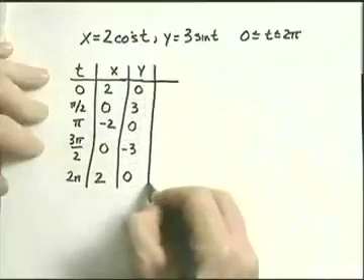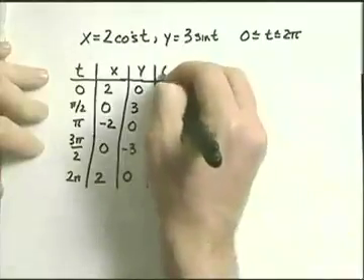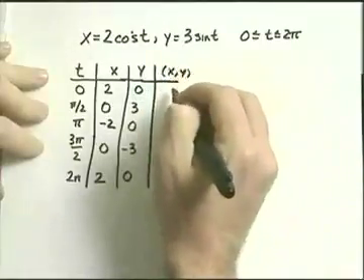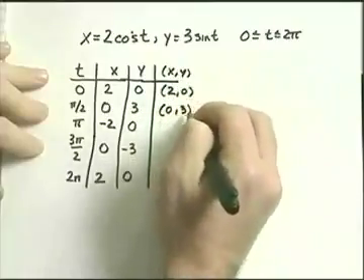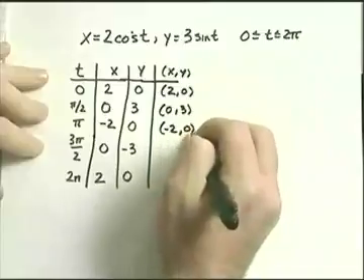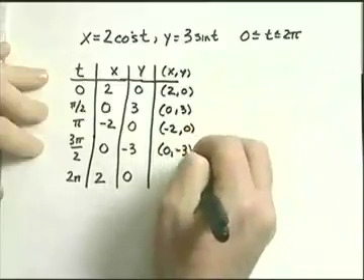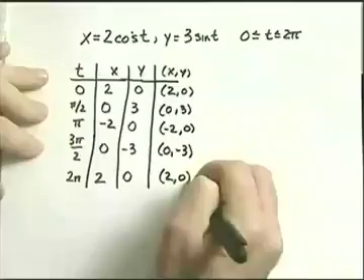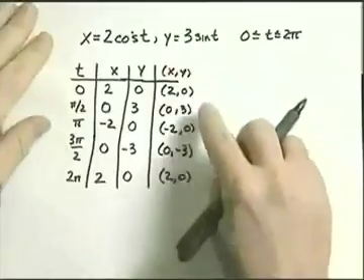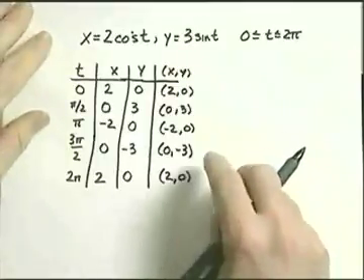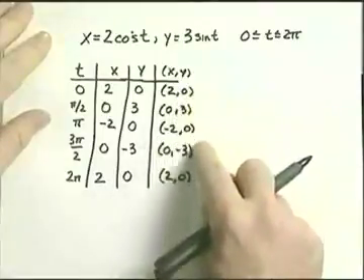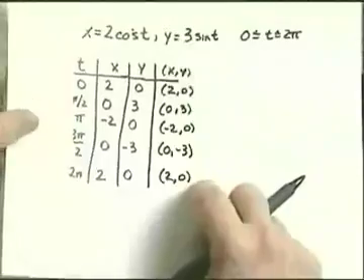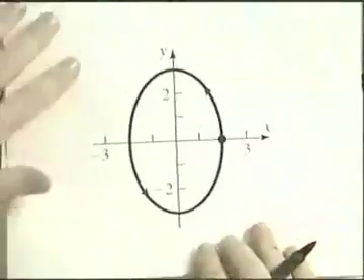So what we're going to do is plot these ordered pairs. We're going to plot the ordered pair (2, 0), then (0, 3), then (-2, 0), (0, -3), and then end up back at (2, 0). If we plot these points and then draw in arrows indicating that we start at (2, 0) and continue through the points as they're indicated in the list, we'll have the orientation of the graph drawn.